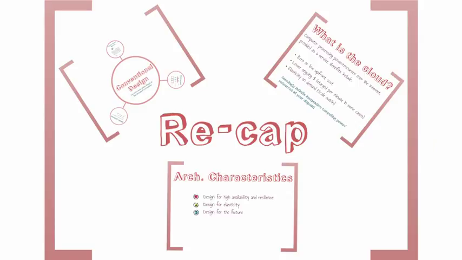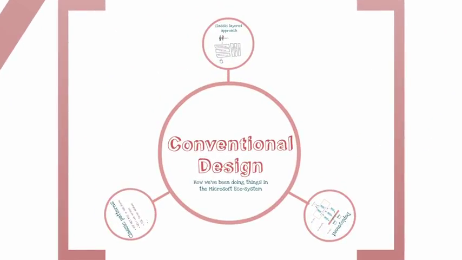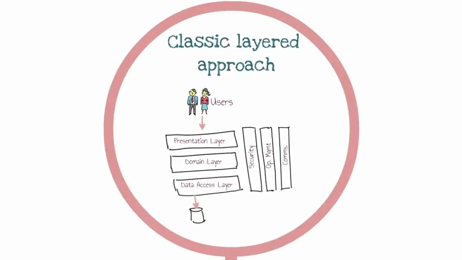So let's quickly recap on a few things. First and foremost, if we are using some kind of conventional design, using the things that we know today, how do we actually build this? First and foremost, people use some kind of layered approach: a presentation layer, business layer, domain layer, and then some kind of data access layer. We have some cross-cutting concerns like security on the side, and that talks to the database. This is a great way of doing things, right?